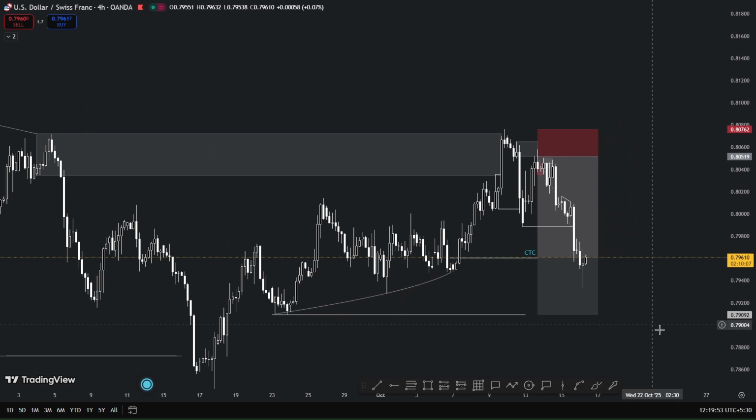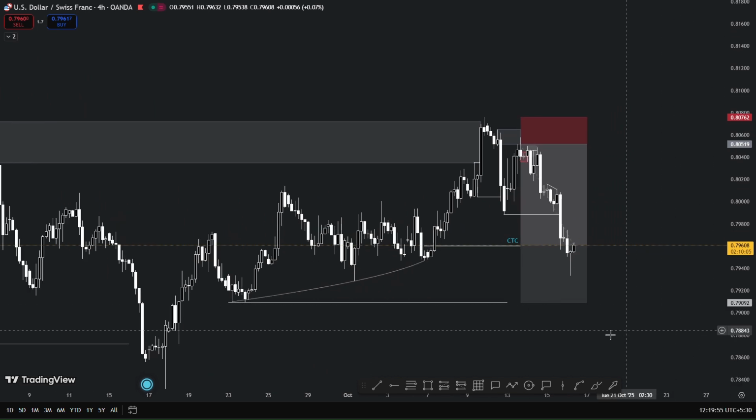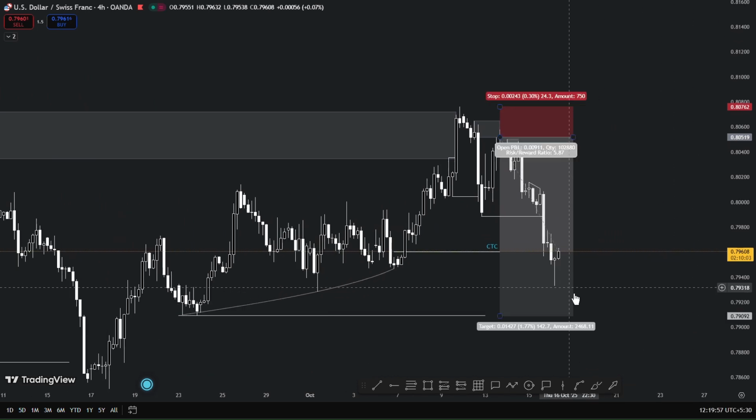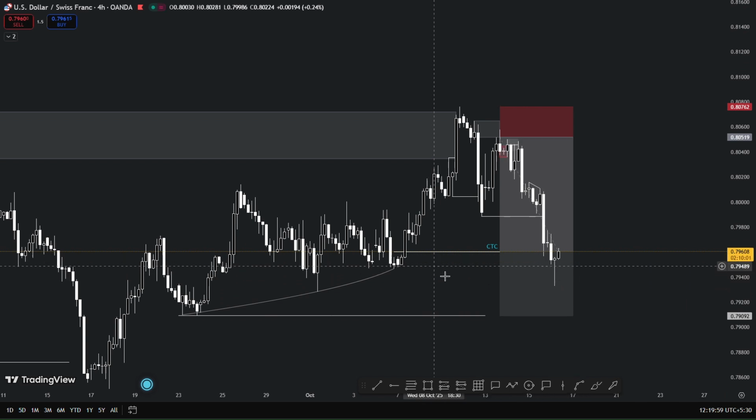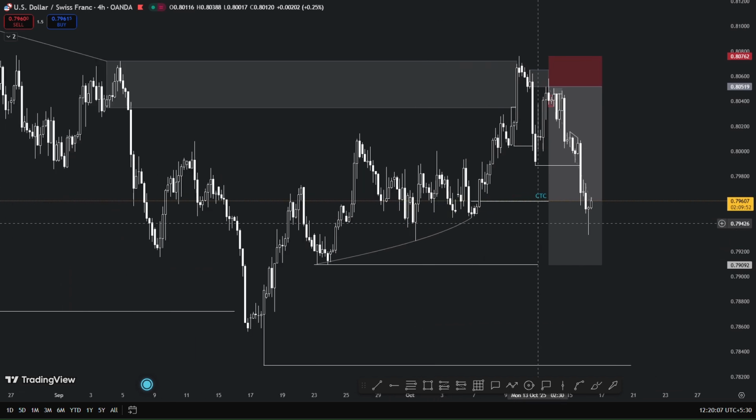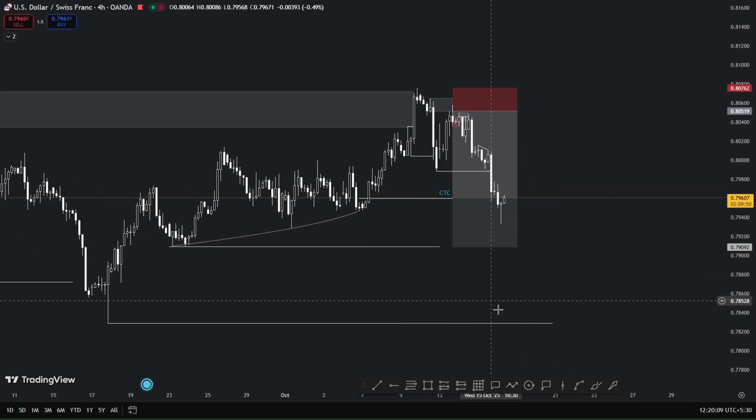In USD CHF, I am a little bit concerned about this week. We did not give the break of structure of the 4-hour demand. If we gave a break of structure of the 4-hour demand, then we would absolutely have placed our take profit here.